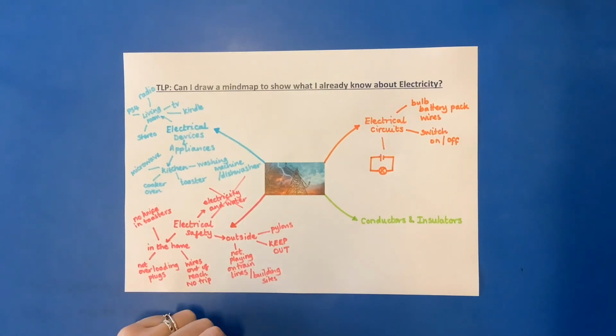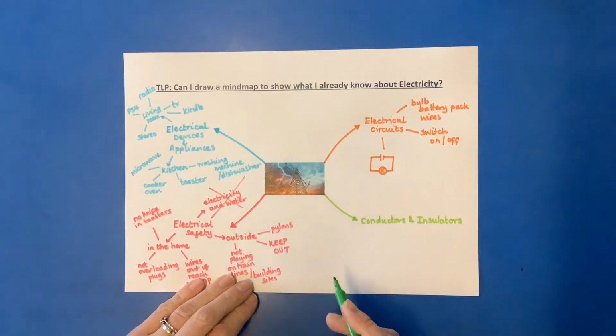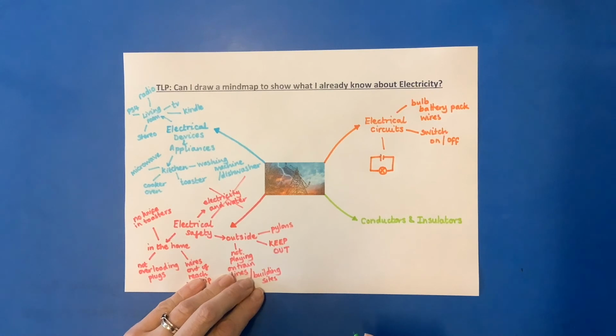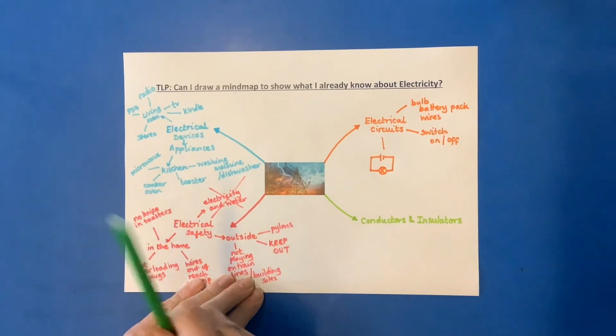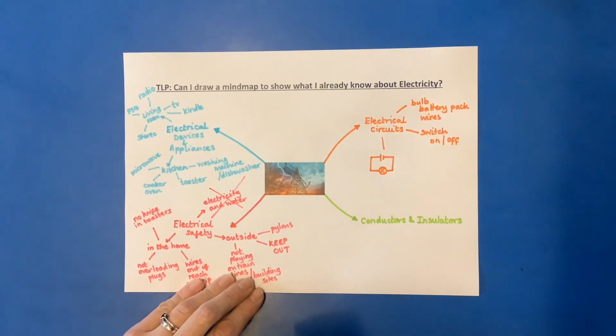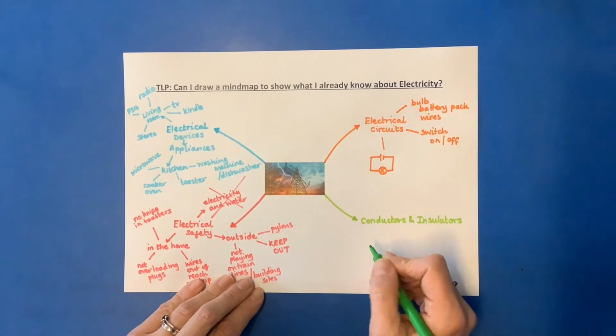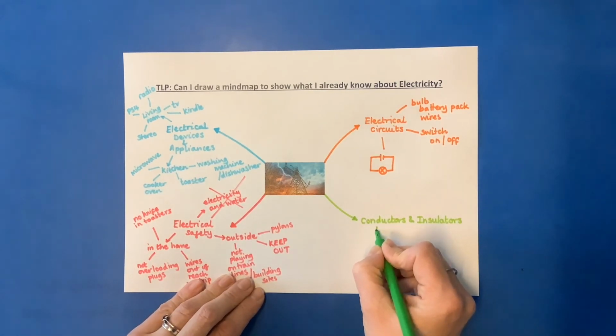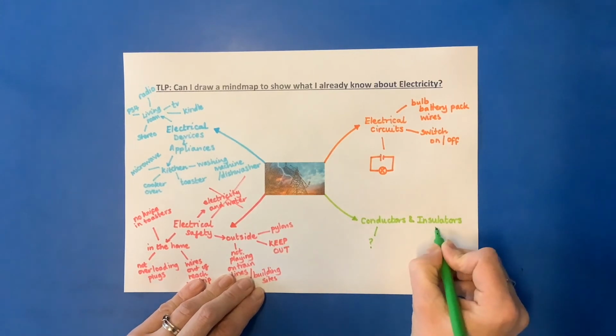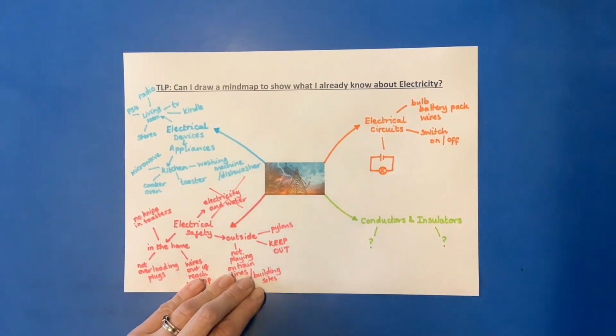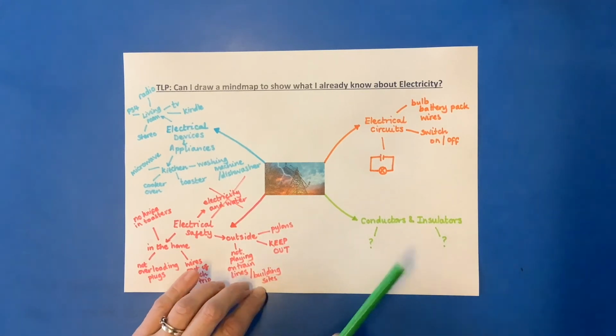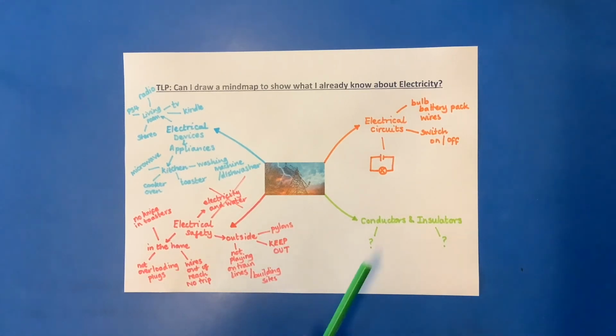Right, our last branch is about conductors and insulators. And remember I said about no knife and not putting a knife in a toaster? Wonder why that is. Do you know the difference between a conductor and an insulator? We're going to learn it this term if you don't. Maybe you could do some research. I'm not going to give that away at this point.